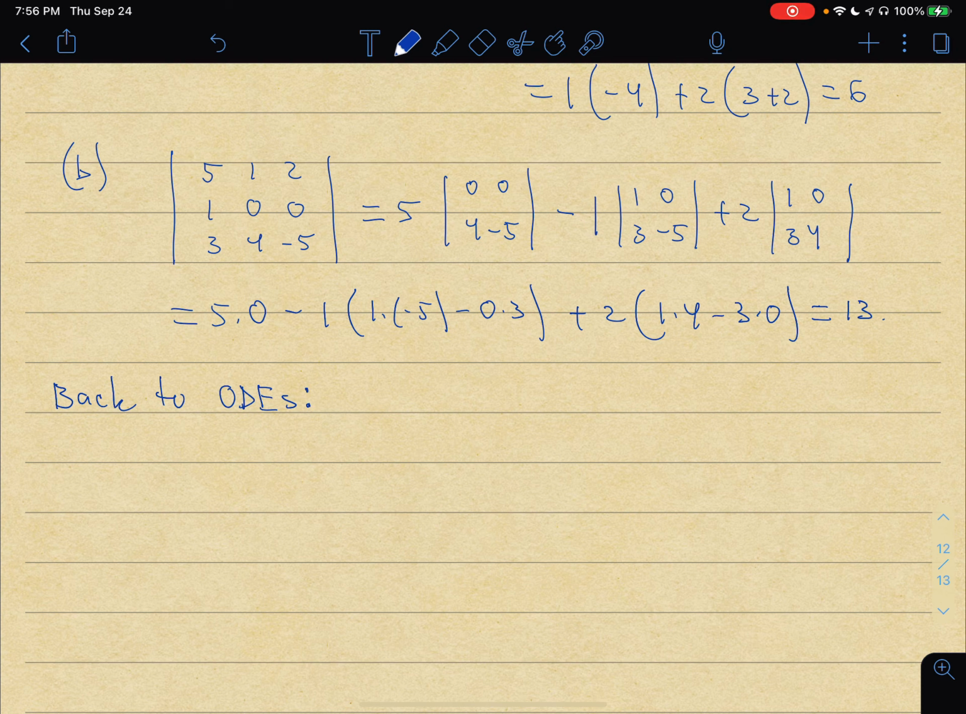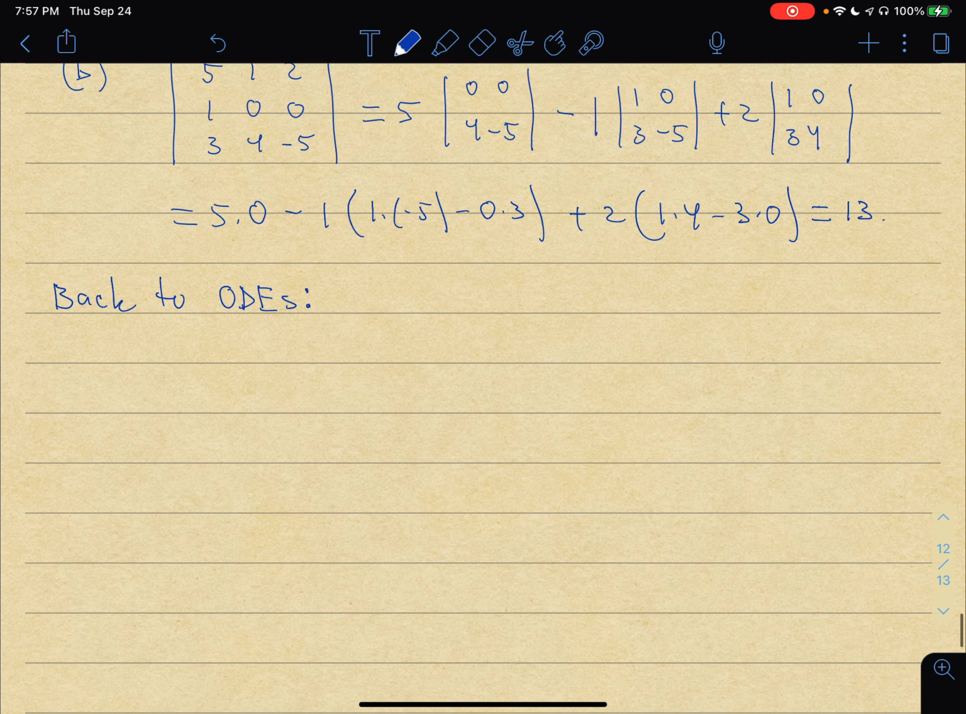And here is the result that we're going to use both now and later on in the future. And the result is this. So let's suppose that I'm going to write this down by using the example of a third order equation, but the same thing is going to work for any order.